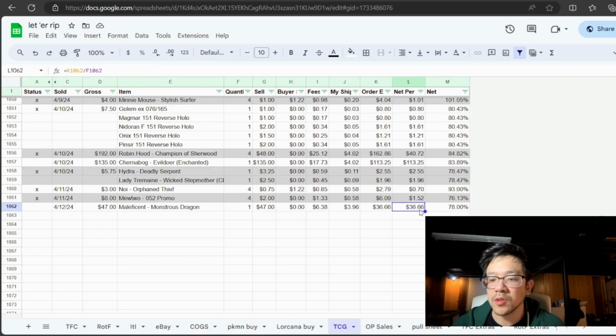This tells me how much I made per card. Obviously, I only sold 1 copy. For example, this Robin Hood card, we listed for $48. My total earnings for the order was $162.86, and that comes out to $40.72 per Robin Hood card.